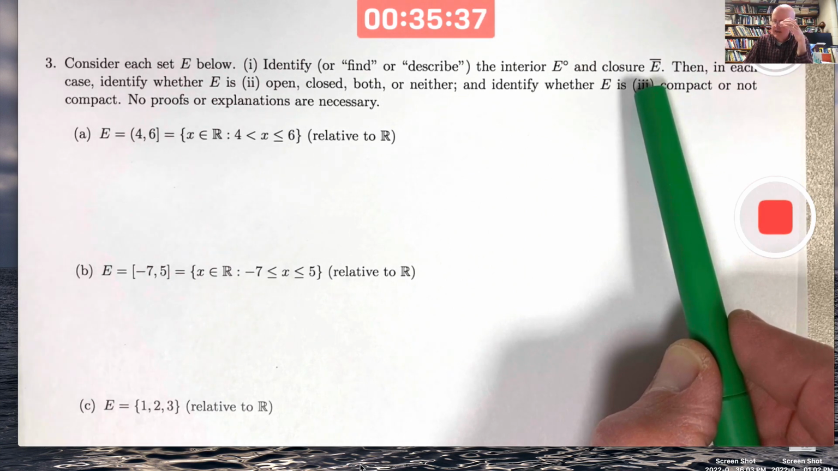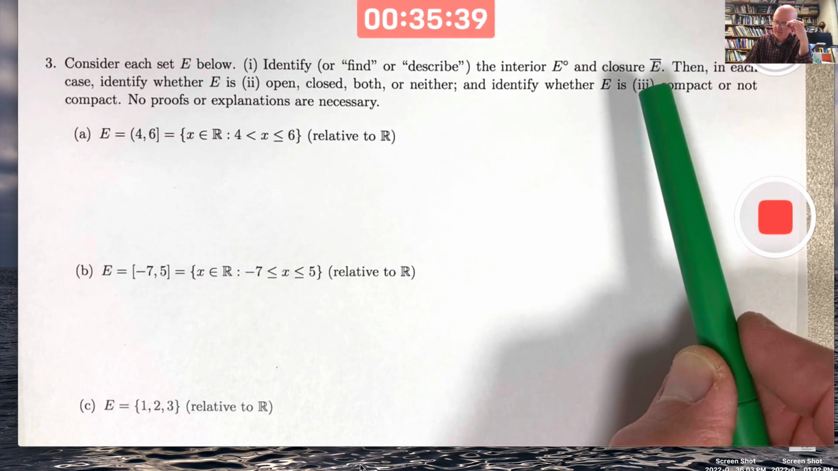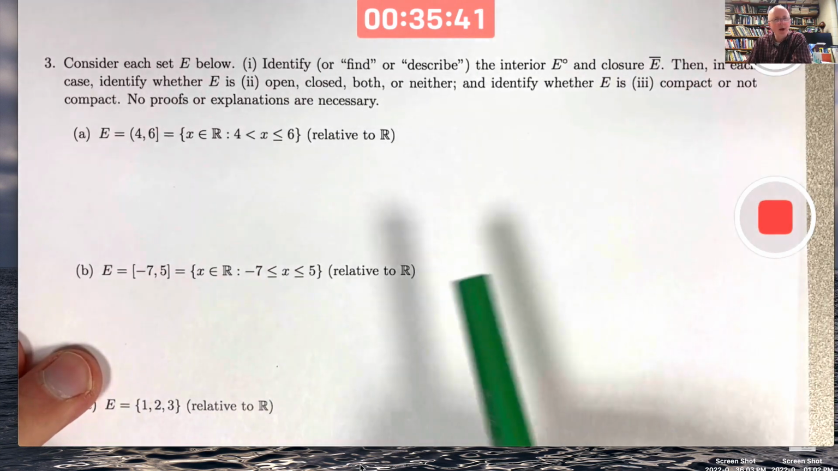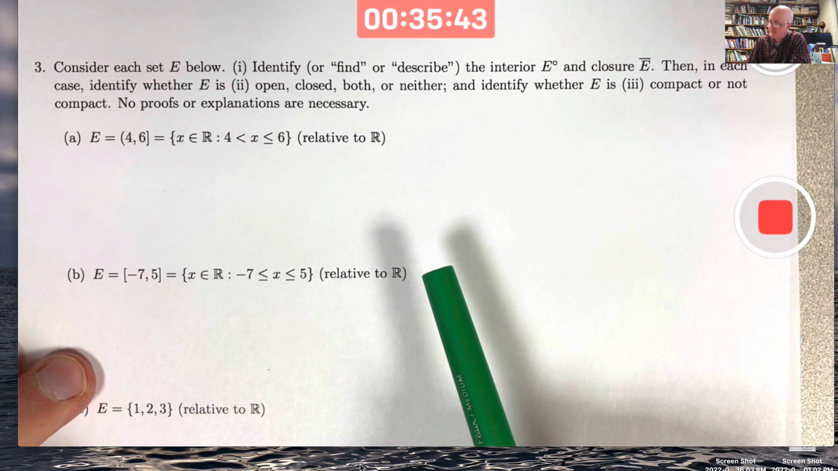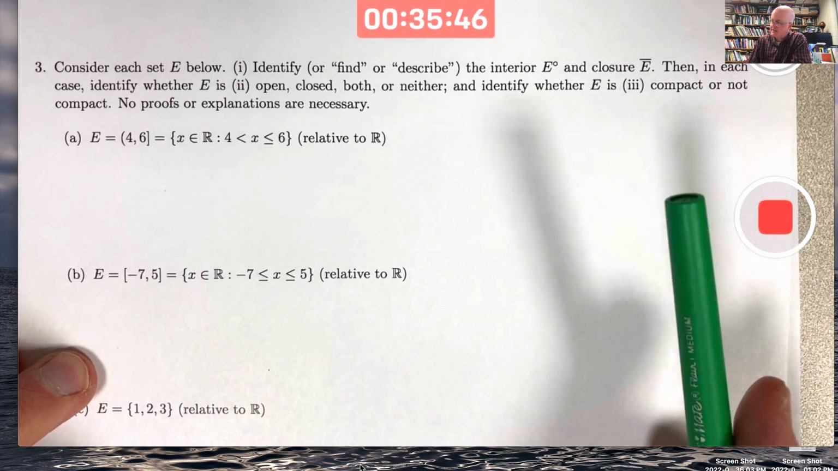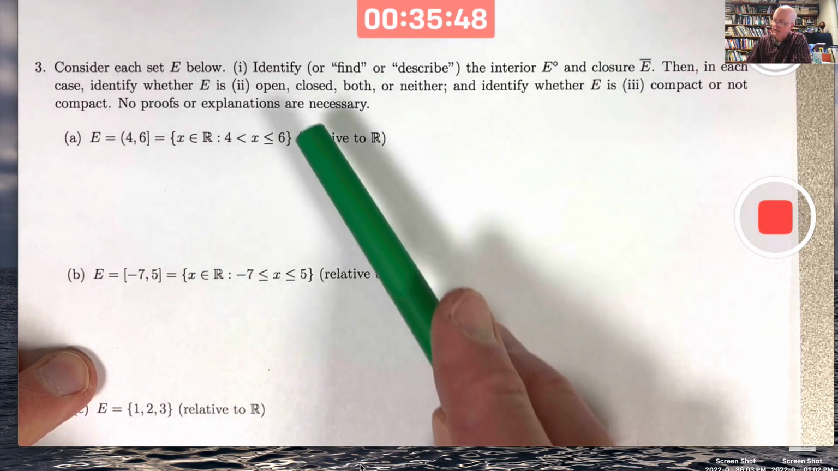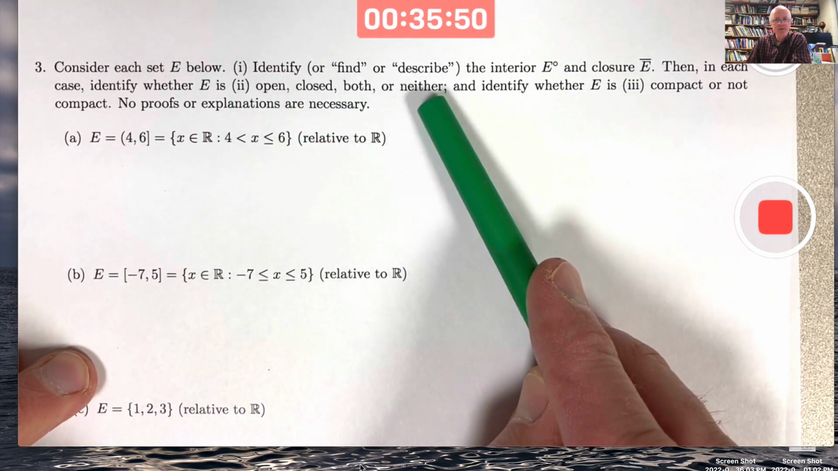Not asked to identify E prime, the derived set. I think I will anyway. Little bonus here. So identify those sets. Then for each case, identify whether E is open, closed, both, or neither.